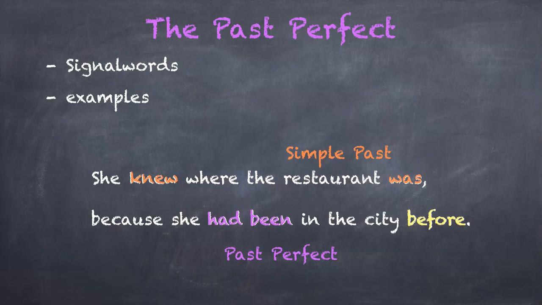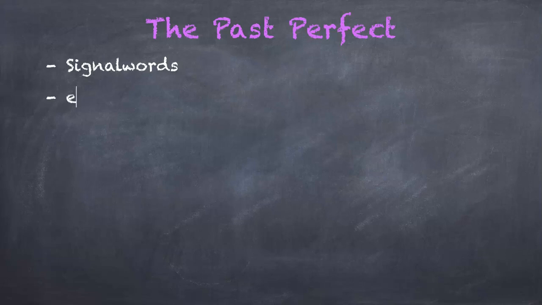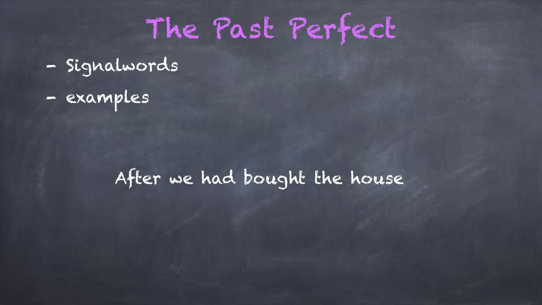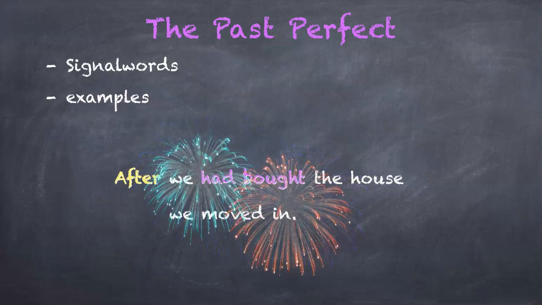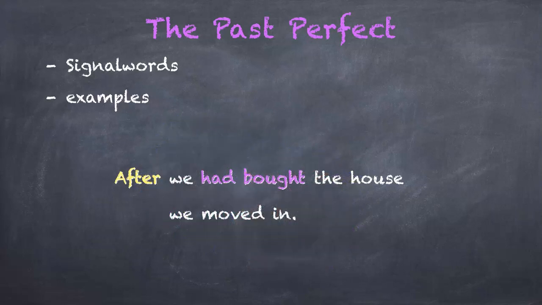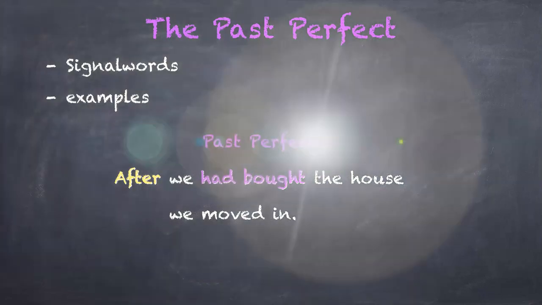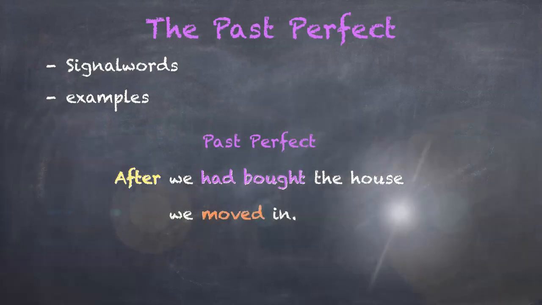Let's look at a second example with the other signal word. After we had bought the house, we moved in. So here we have the past perfect in the first part of the sentence, because after is a signal word. The buying of the house is further back because first you buy the house and then you move in. So the action when you buy the house is further back in time. That's why you use the past perfect in this part of the sentence.